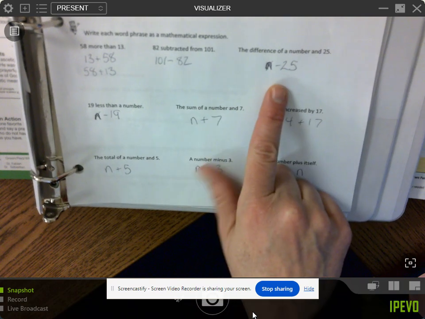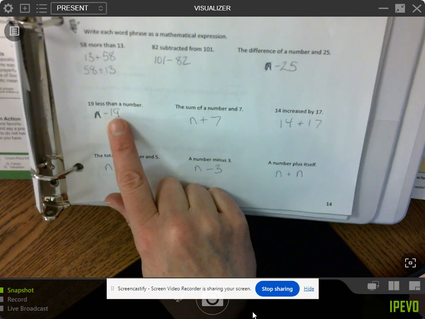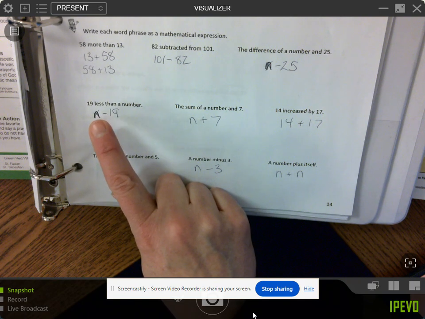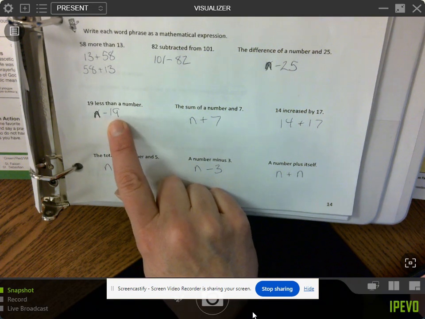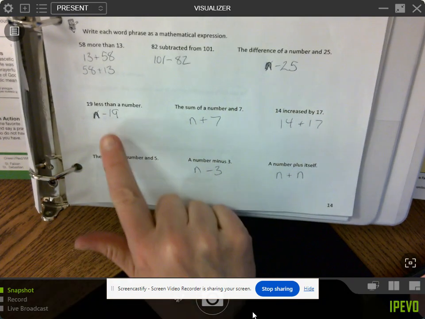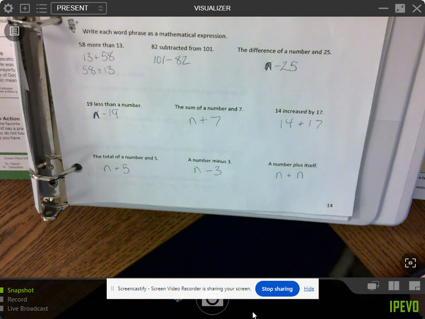So we did the first row together yesterday. Let's look at our next row. 19 less than a number would be that number, n, minus 19. You didn't have to use an n. You could have used an x, an a, or a z. It doesn't matter what variable you chose, as long as you put the variable minus 19, because it's 19 less than that number, so we needed to subtract the 19 away. If you did 19 minus n, it would be wrong, because that's subtracting the n away from 19.